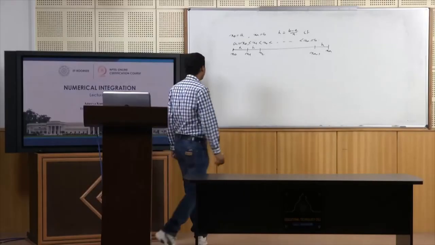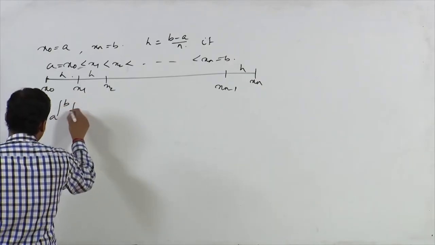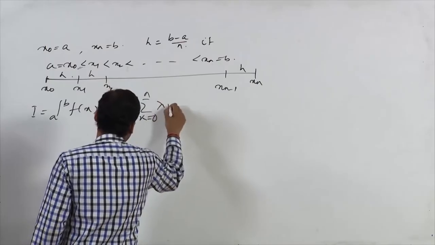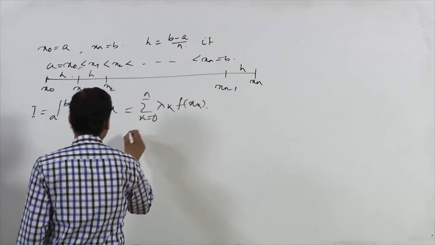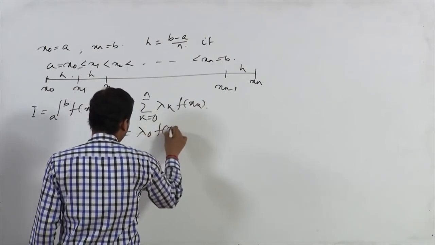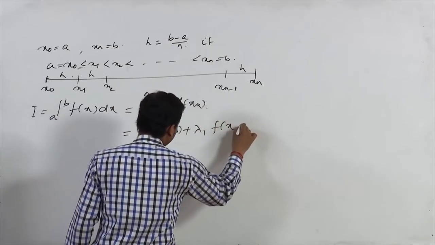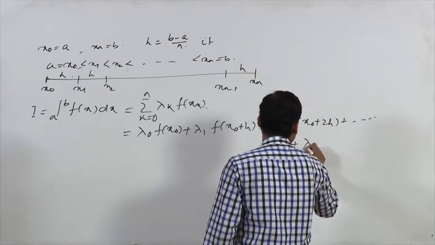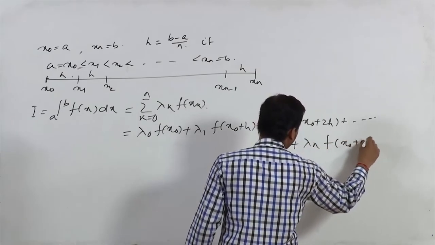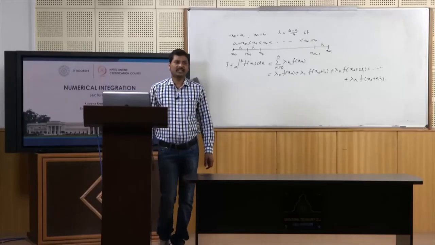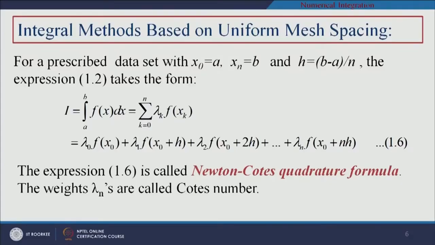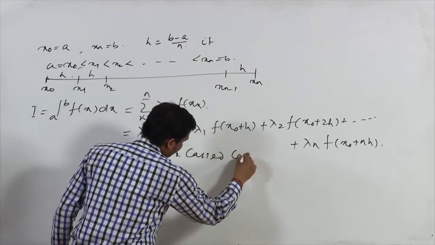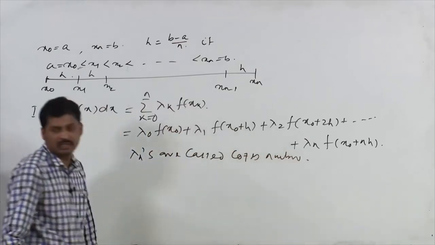Then we can write this integration I equals integration a to b of f of x dx, which equals summation k equals 0 to n of lambda k f of x k here. Usually we can write this as lambda 0 f of x 0, plus lambda 1 f of x 0 plus h, plus lambda 2 f of x 0 plus 2h, up to lambda n f of x 0 plus n h here. And this expression is especially called the Newton-Cotes quadrature formula, and the lambda k's are called Cotes numbers here.